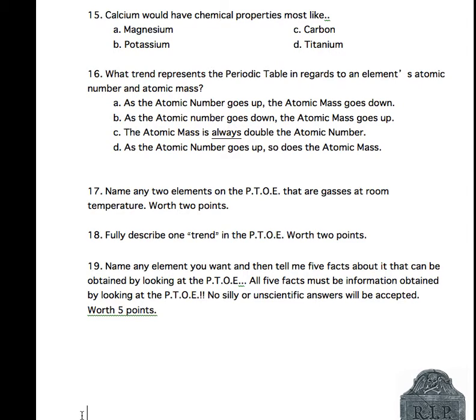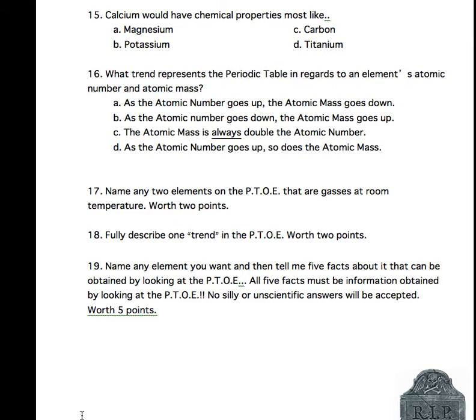For the remaining 3 questions, you will be writing your answers on the lines provided. Number 17. Name any 2 elements on the periodic table of elements that are gases at room temperature. This question is worth 2 points. Number 18. Fully describe one trend in the periodic table of elements. This question is worth 2 points. Again, fully describe one trend in the periodic table of elements.